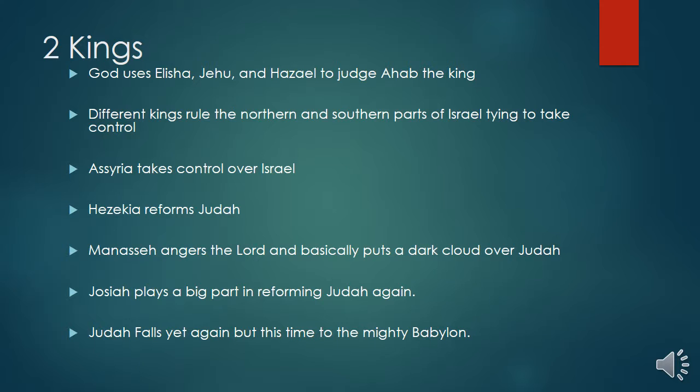Manasseh angers the Lord and basically dooms Judah, or I like to say puts a dark cloud over Judah. It's a sticky situation. But Josiah plays a big part in reforming Judah again. Judah, though, falls yet again, but this time to the mighty kingdom of Babylon. And we know a lot of the different stories that will come out of the times in Babylon, just between Daniel and then Shadrach, Meshach, and Abednego in the fiery furnace. But Babylon, being a very large kingdom, takes over Judah very easily.